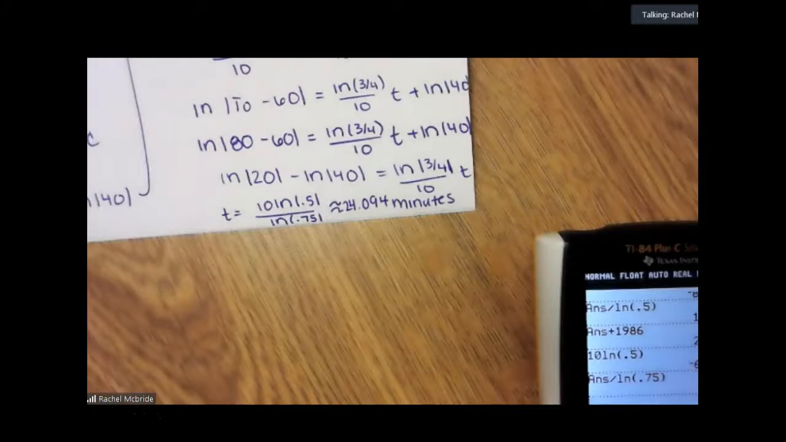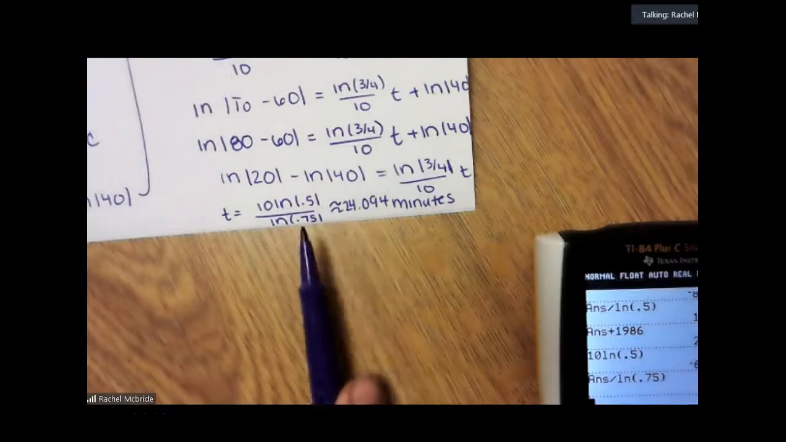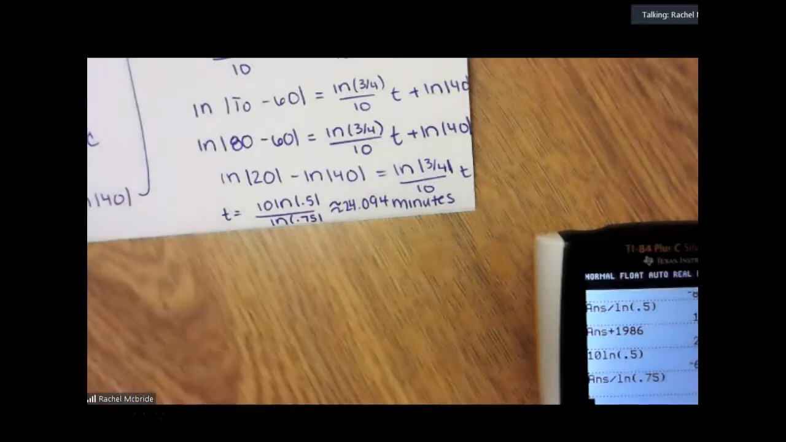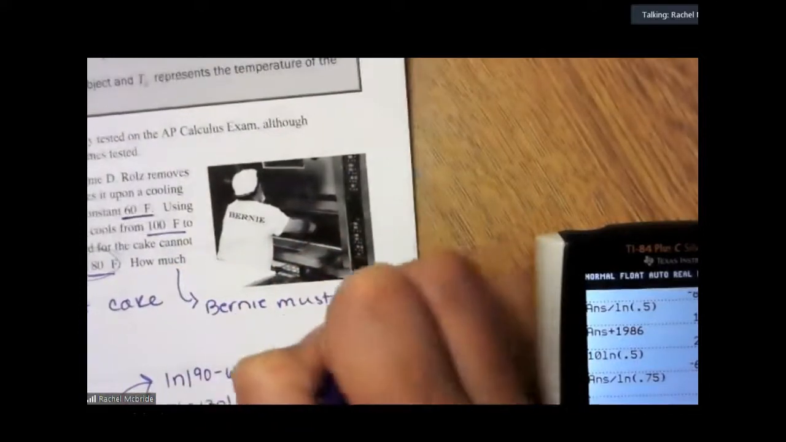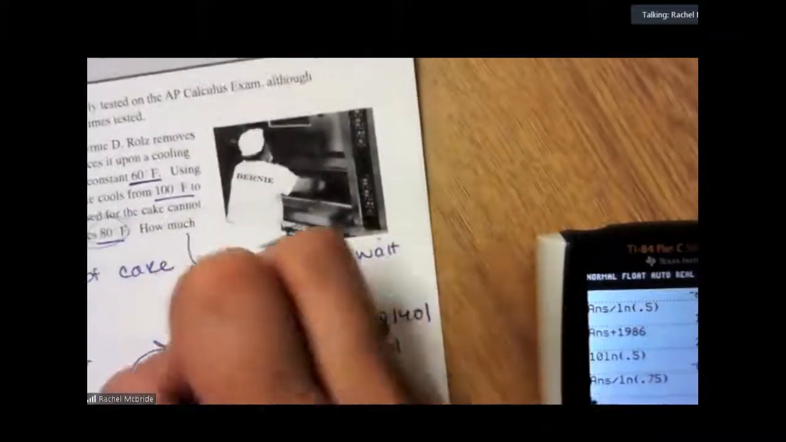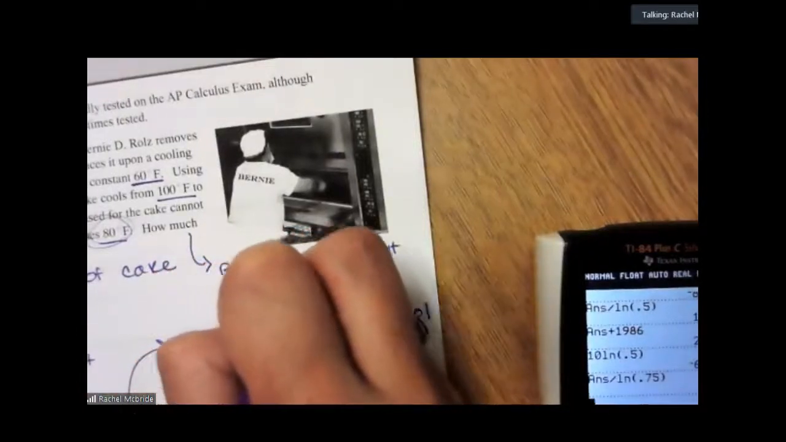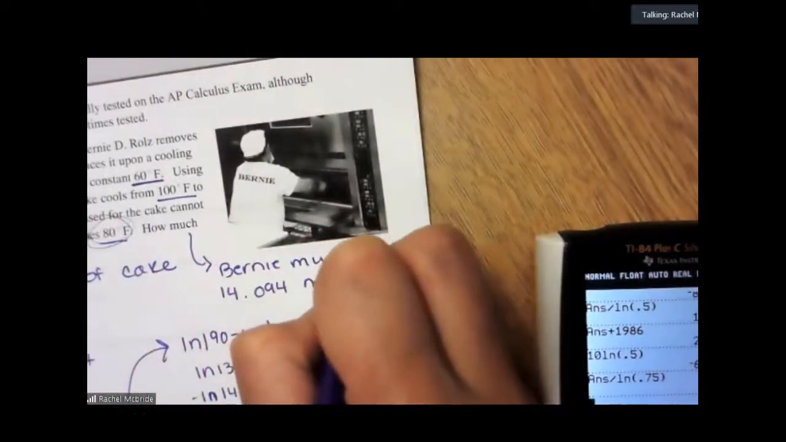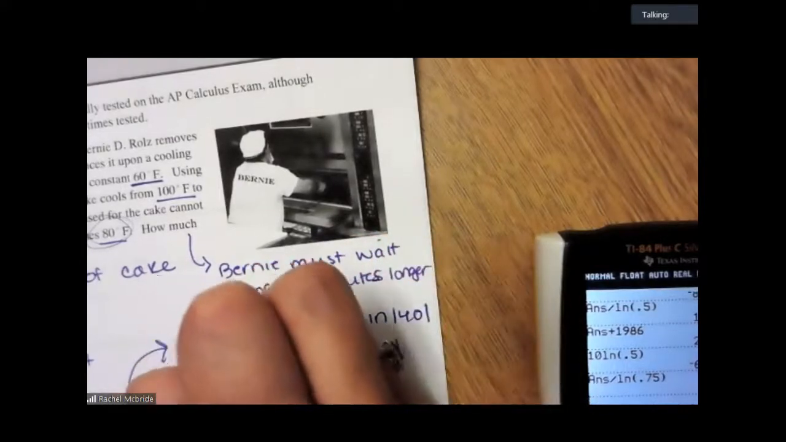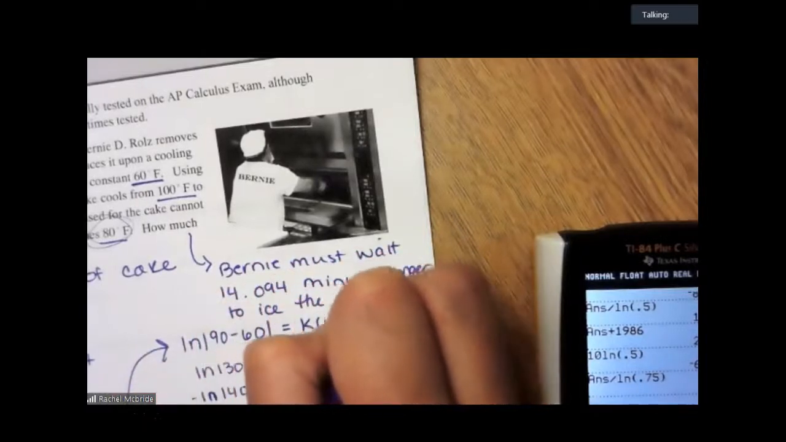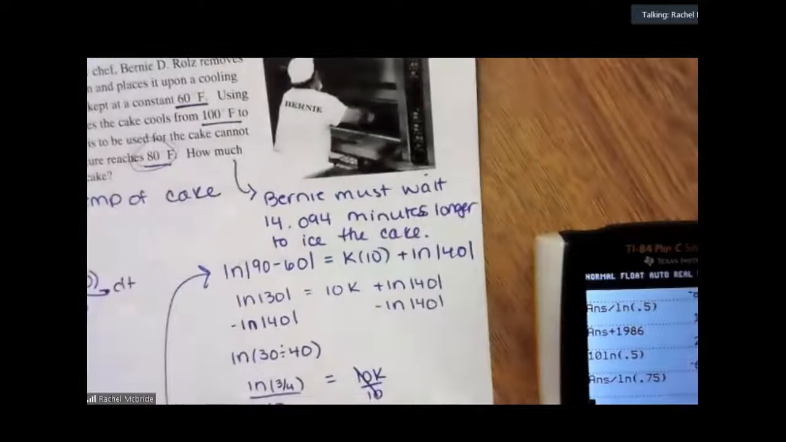So if that said how much longer does he have to wait to ice the cake, he doesn't have to wait 24 minutes longer. He's already waited 10. So to answer that initial question, Bernie must wait, and this is where AP tricks us, 14.094 minutes longer to ice the cake. Because again, he's already waited the initial 10.